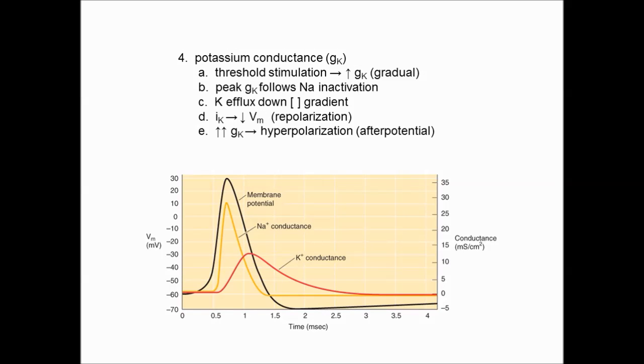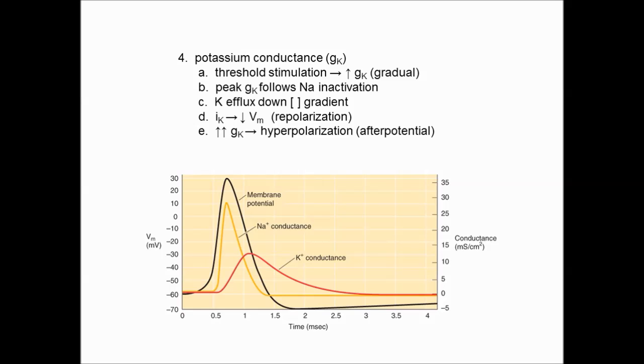Potassium, on the other hand, also starts increasing its conductance when you reach threshold, but the channels that conduct potassium open much slower, so the rate of increase is much slower, and the conductance for potassium doesn't reach maximum until sodium's already almost done with its high conductance period. In other words, the peak of potassium conductance follows what we call sodium inactivation, which occurs right at the peak. So by the time we close the gates for sodium, we're now picking up the potassium conductance.